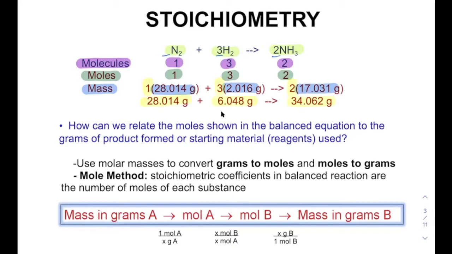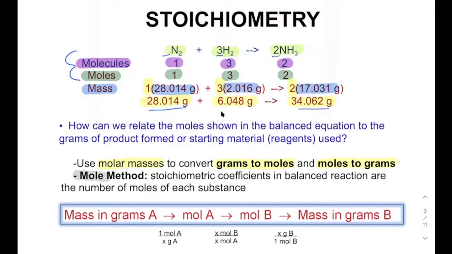So how do you think we can relate the number of moles in the balanced equation to the number of grams, either of the starting materials or the products? What happens is we use the molar mass to convert the grams to moles from our starting materials, and then we do our mole to mole conversion based on the balanced chemical equation, and then moles to grams of the product. And I think this will make more sense as we do some practice problems.